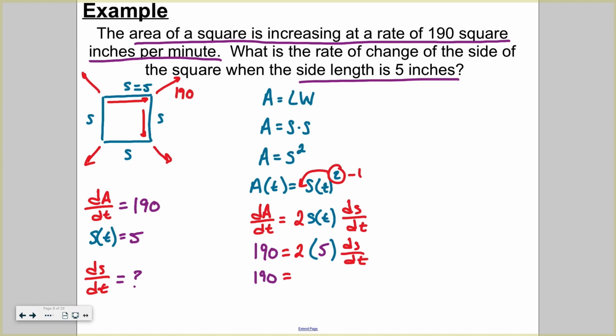Let's put that in purple. 10 times ds/dt. Divide both sides by 10, which is going to give us ds/dt is equal to 19. And it's going to equal 19 what? Well, it's equal to 19 inches per minute.